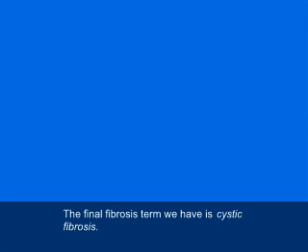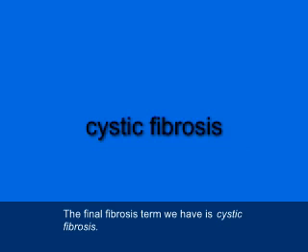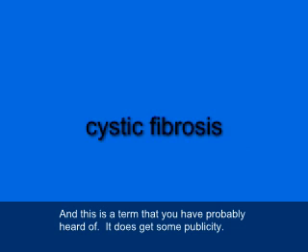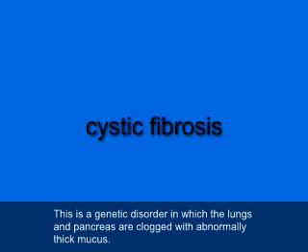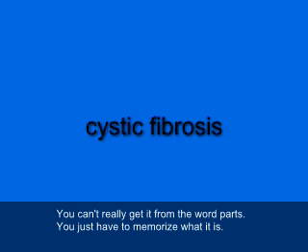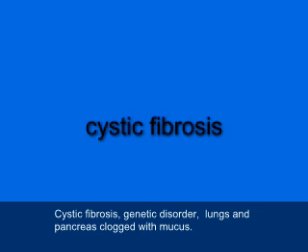And the final fibrosis term we have is cystic fibrosis. And this is a term you've probably heard of. It does get some publicity. This is a genetic disorder in which the lungs and pancreas are clogged with abnormally thick mucus. Can't really get it from the word parts. You just have to memorize what it is. Cystic fibrosis, genetic disorder, lungs and pancreas clogged with mucus.